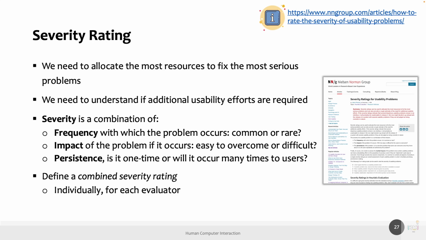Can the user interact with the system even if there is that specific error, or is the error blocking the user? And the third aspect is persistence. So is the problem happening every time I click on a button? Then it's probably a severe problem. Or is it something that happens only the first time that I click on the button and then it disappears? So you can consider these three aspects to define the degree of severity of a given problem.